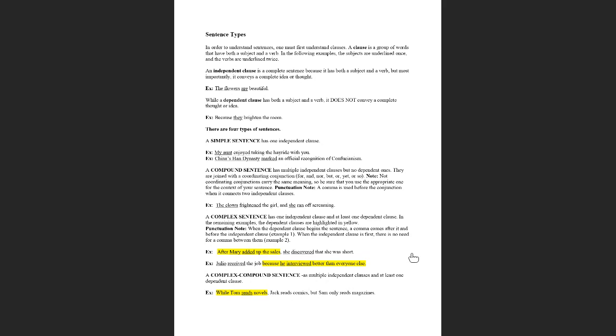Okay, last one. This is the most complicated of all of them. It's a complex compound sentence, where it will have multiple independent clauses and at least one dependent clause. And honestly, I don't see a lot of these sentences in real life. In all the different essays that I read, I rarely come across a complex compound sentence, but here's an example. While Tom reads novels, dependent clause, Jack reads comics, independent clause, but Sam only reads magazines, another independent clause.